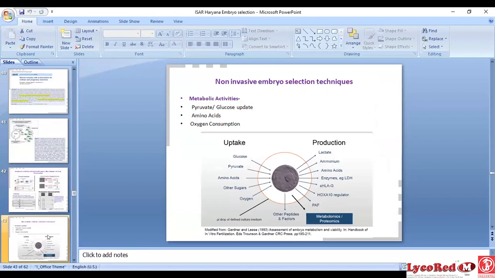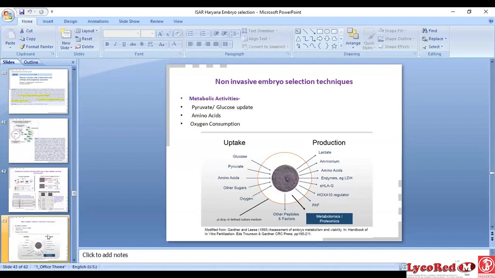Now, metabolic activities. As we all know, the developing embryo has a different kind of energy requirement at different stages. In the zygote stage, it needs more pyruvate as a source of carbohydrate, but when it develops to the cleavage stage or blastocyst, it takes up glucose as the energy source. Same way, the amino acids and other kinds of energy substrates can be used by the embryo.